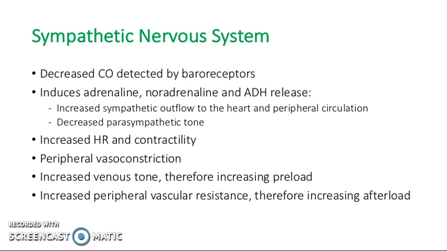The decreased cardiac output will be detected by the baroreceptors, like we said, and these are mechanoreceptors located in the carotid sinus and the aortic arch. They'll detect the change in pressure, as a decreased cardiac output means a decreased mean arterial pressure or MAP. This leads to the stimulation of the sympathetic nervous system, which releases adrenaline and noradrenaline, and these have direct effects on the heart by increasing heart rate and contractility. ADH is also released, which acts on the peripheral vasculature and causes vasoconstriction to increase the stroke volume.